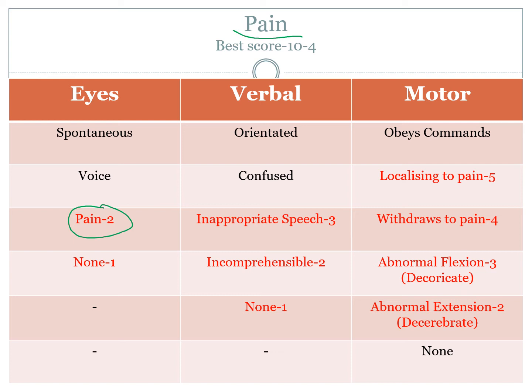Because if you're trying to ascertain whether they're localising, withdrawing, or showing abnormal flexion, then they're all going to look exactly the same if you're doing a sternal rub, because they're all going to be moving their hands towards the chest.